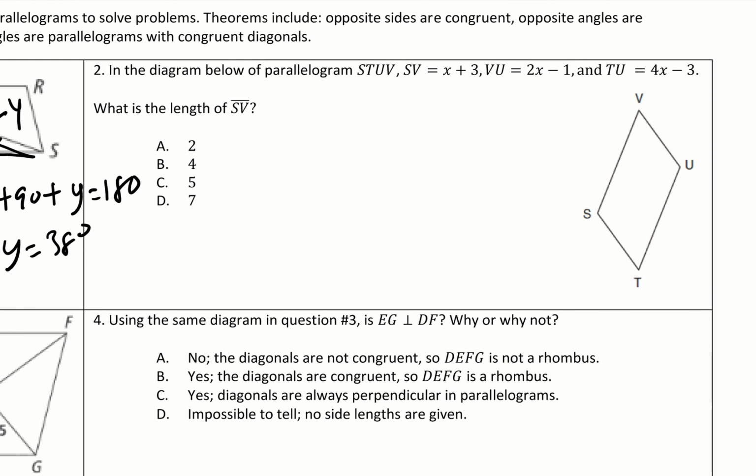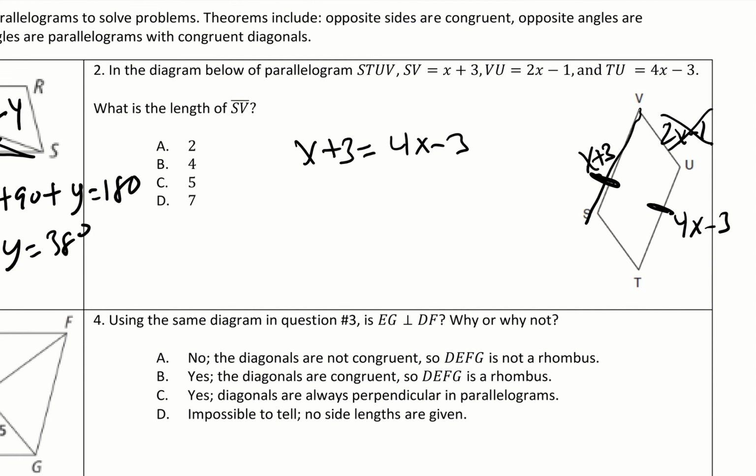In the diagram below of parallelogram STUV, SV is x plus 3, VU is 2x minus 1, TU is 4x minus 3. What is the length of SV? Well, since it's a parallelogram, this has to be congruent to that. So we don't even need this. So we'd say x plus 3 is equal to 4x minus 3. We solve that, and we get x is equal to 2. And then we plug it into SV. SV is x plus 3, so it's going to be 2 plus 3, which is 5.